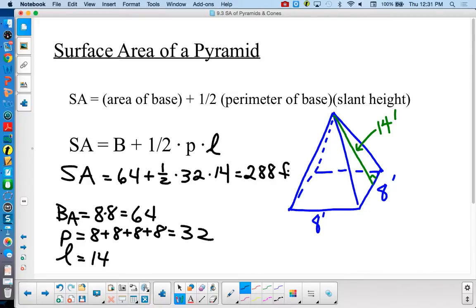And it would be square feet because we're doing surface area. See where I'm getting the numbers? Okay, so everyone done with the notes? We'll do some more examples.